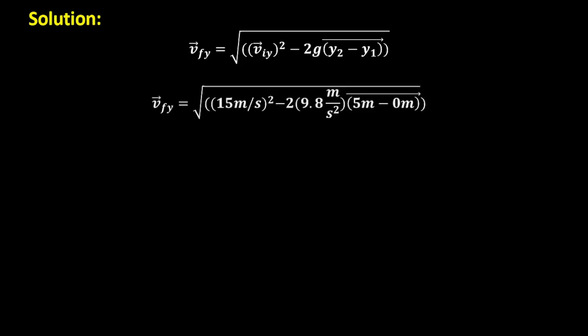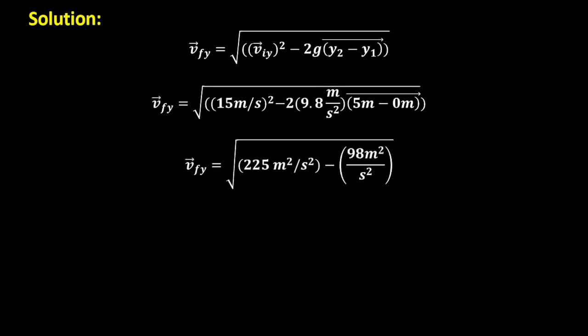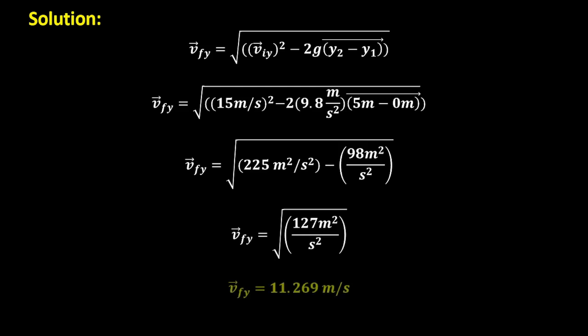Plug in all the given values to the formula. Simplify the given equation. Get the square root and it gives us the answer of final velocity along y-axis is equal to 11.269 meters per second.